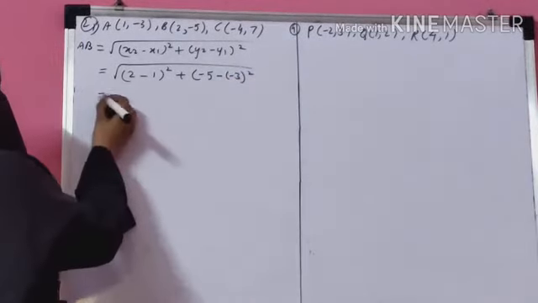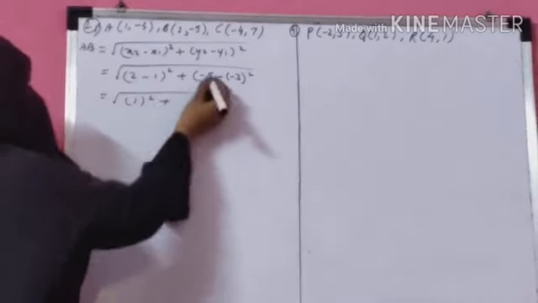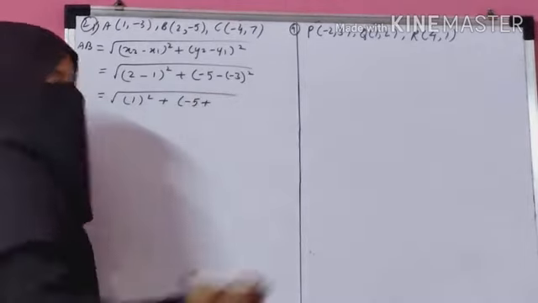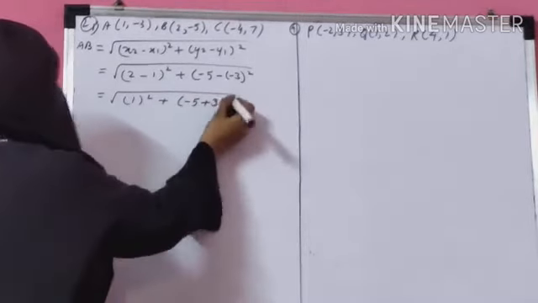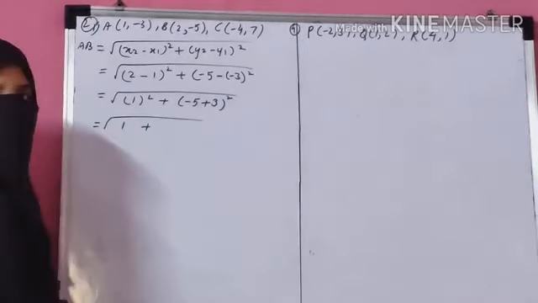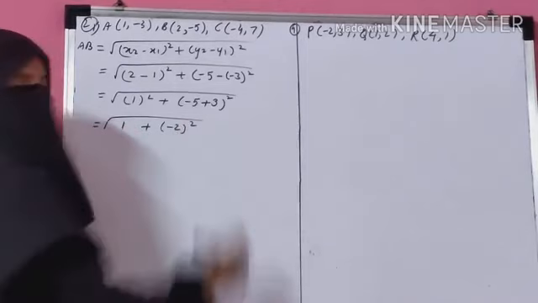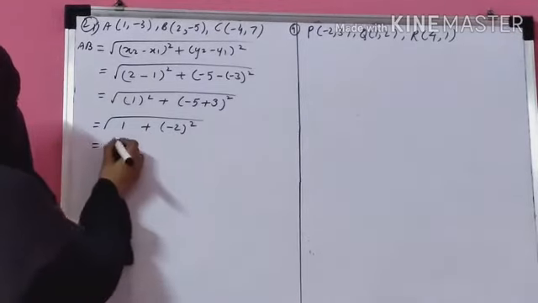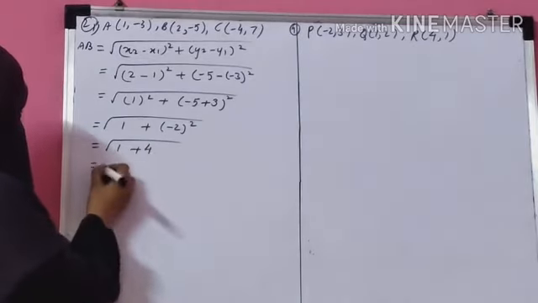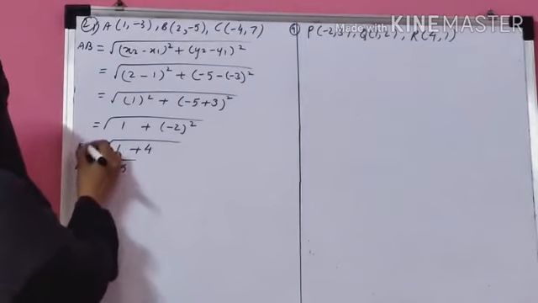Okay. Now the next step is 2 minus 1 is 1 square plus minus 5, minus with the same number becomes plus 3, whole bracket square. Okay. So 1 square is 1, plus minus 5 plus 3 is minus 2 whole bracket square. So the next step is 1 plus minus 2 square is 4, root 5. So here the distance between point AB is root 5.